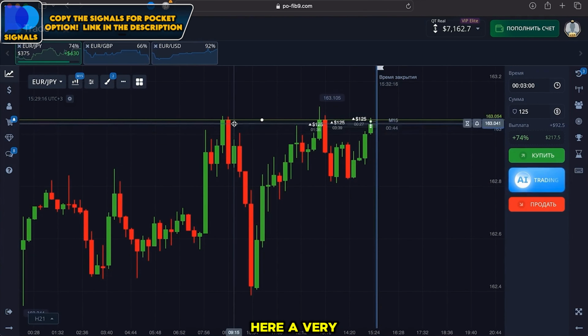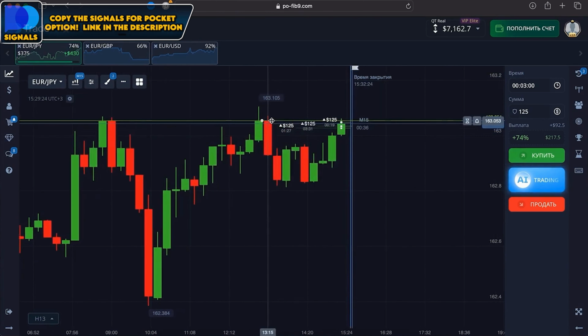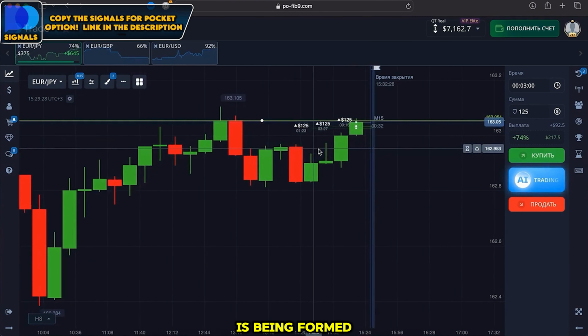Here, a very large gap has formed. Because of this, we created a V-shaped formation, from which the price started to pull back again. But a dip was created. How to understand that a dip is being formed?